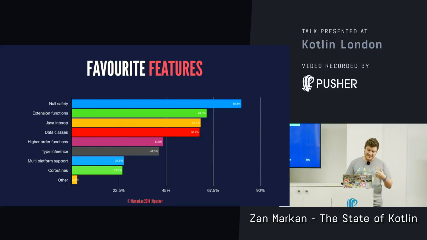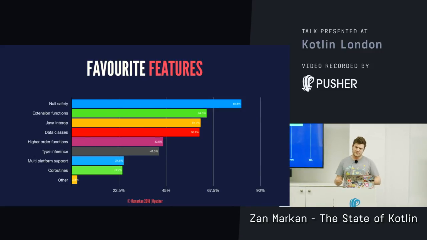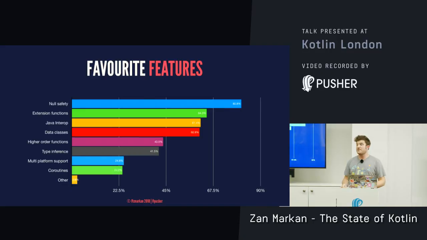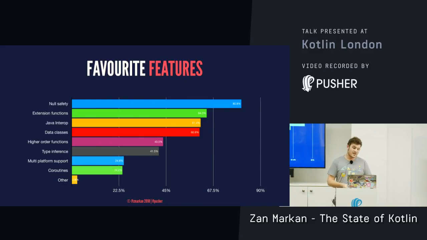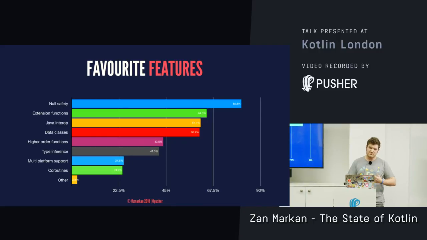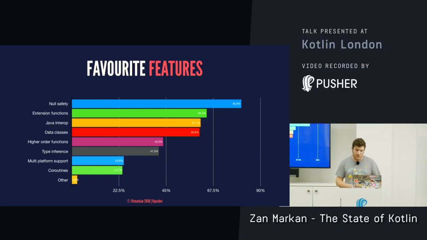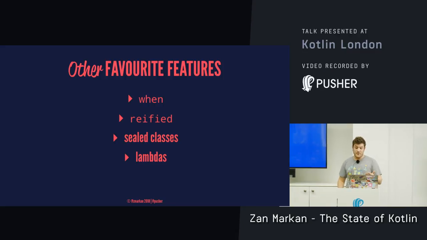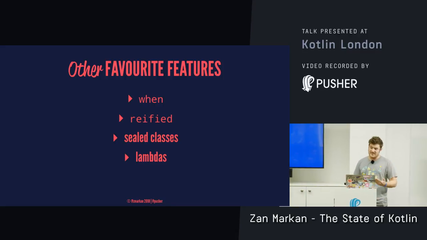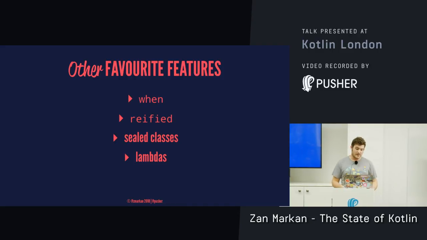Following null safety, you've got extension functions, Java interop, and data classes, which are favored by 60-something% of people. Then followed by higher order functions and type inference, about 40-something. And lastly, you've got the newer features like multi-platform support and coroutines, which have been introduced in later versions of Kotlin, at 20-something%. 24 to be precise. Among other favorite features, you've got the when keyword, the reified keyword, and sealed classes and lambdas that popped up often in the comments.